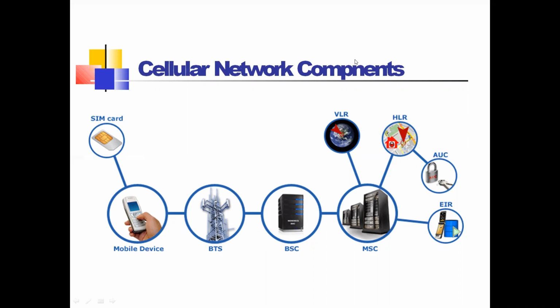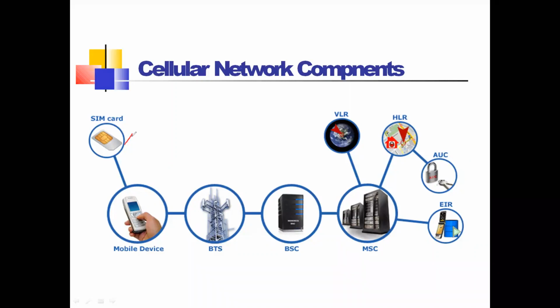Today's topic is basic components in a cellular network. These are the main components used in a basic cellular network. The first one is the SIM card.